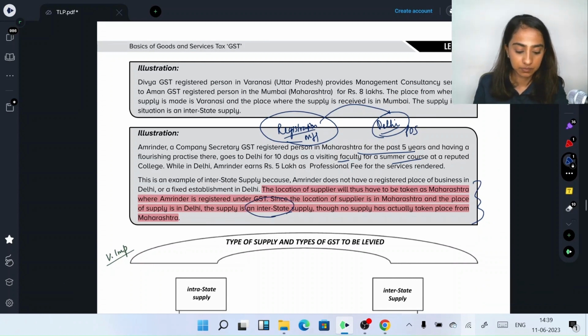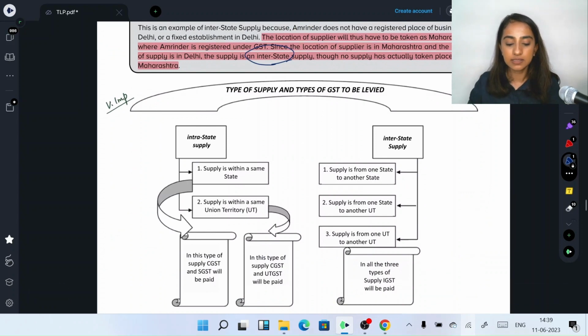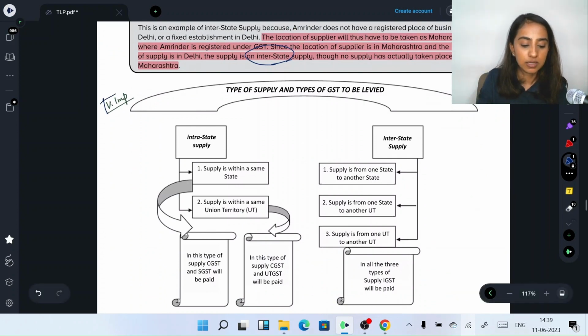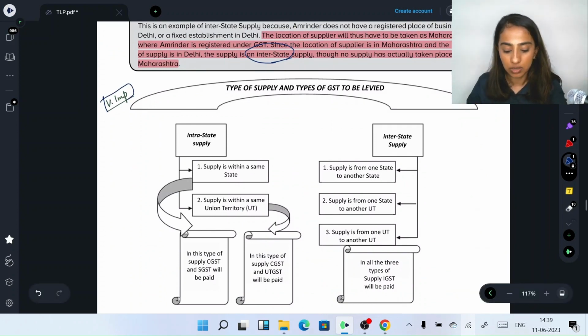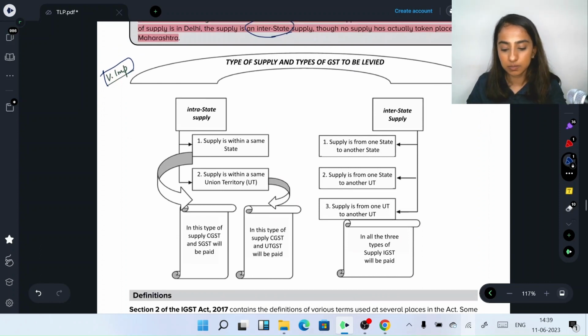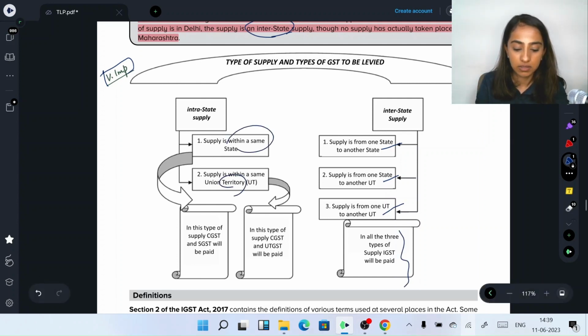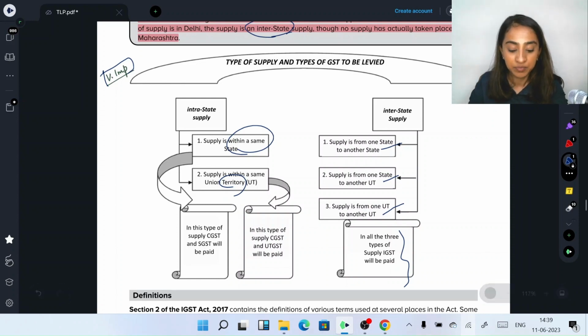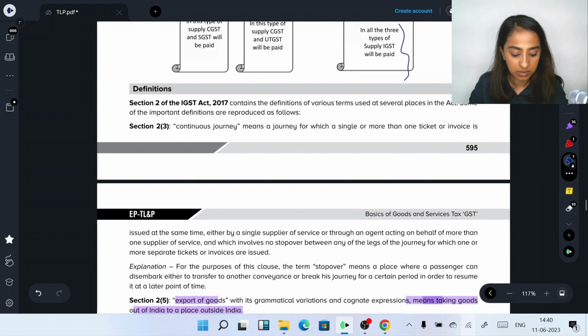All right. Now, this is like a summary chart, very important. You can skip all the above text content and just read the summary chart. It will be very simple. Again, one state to another, one state to another union territory, one union territory to another union territory. For all this, it's an interstate supply. Within the same union territory, within the same state, it is an intrastate supply. We've already discussed this many times now.